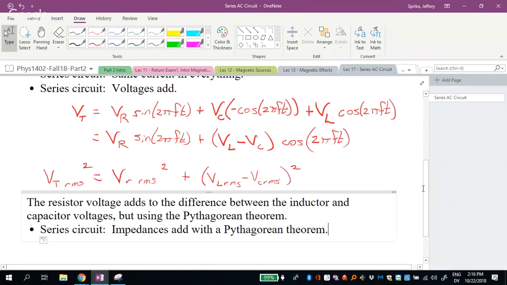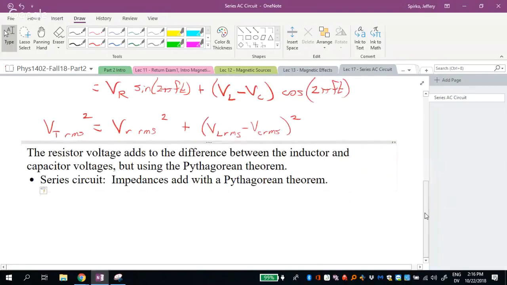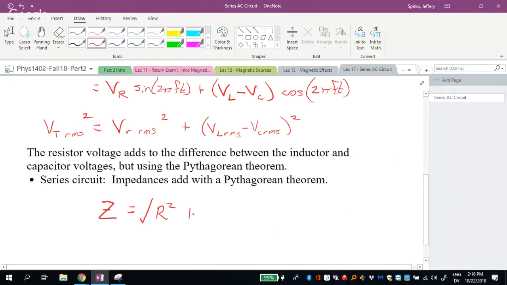So the way we usually write this is as follows. Capital Z is the big square root of R squared plus (X_L minus X_C) squared. This looks just like the voltage formula, except I've translated each one into its corresponding impedance value.